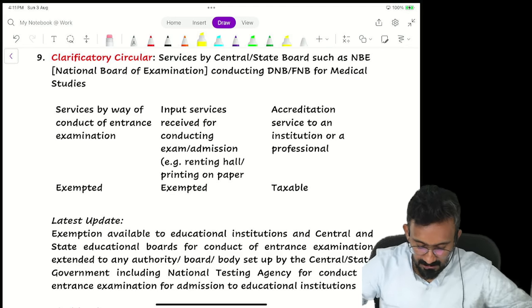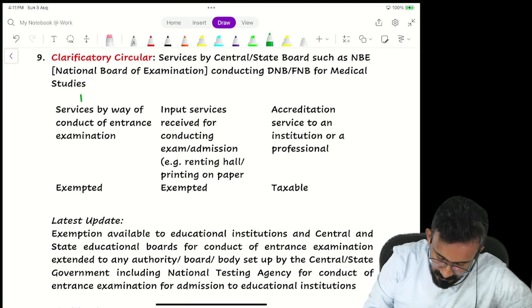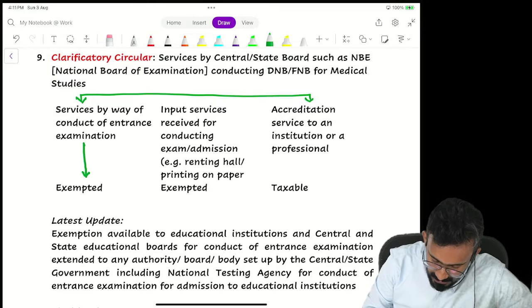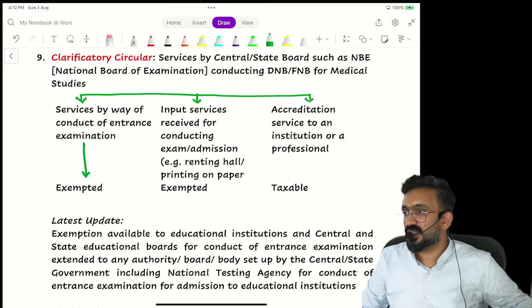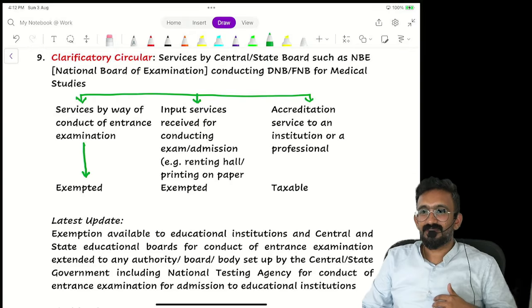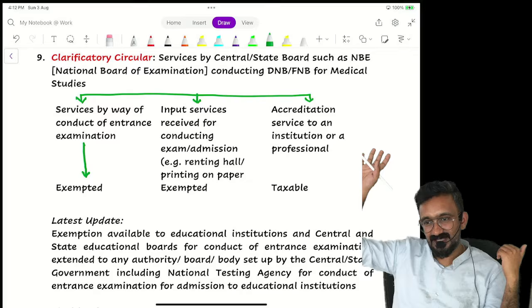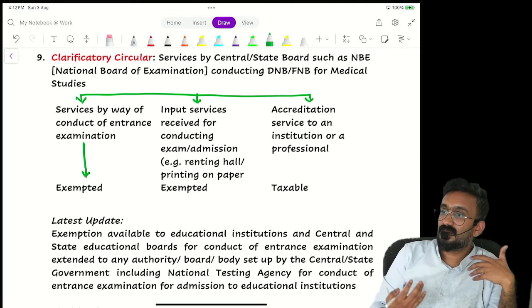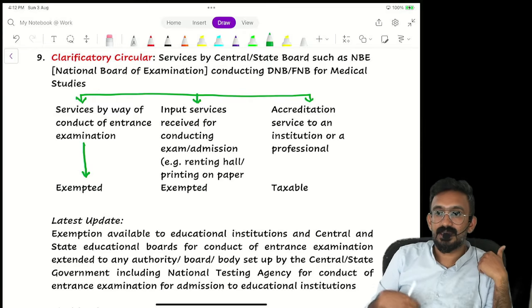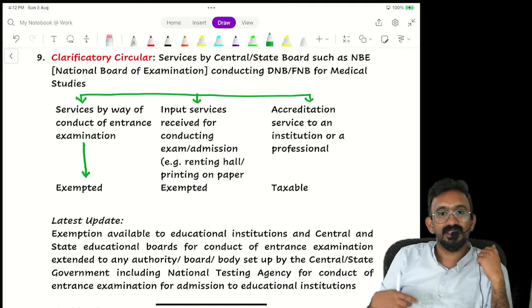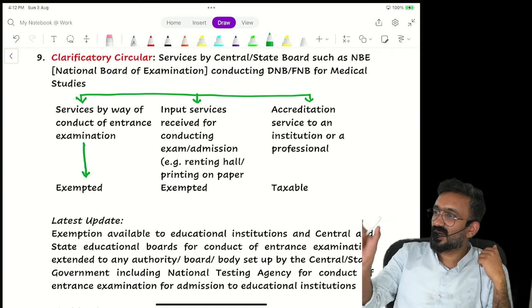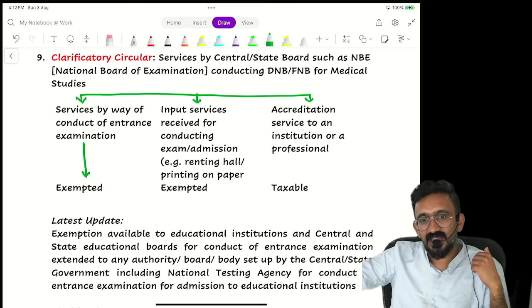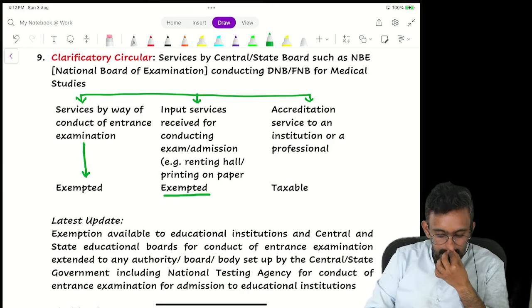Then what are the services they provide? If they are second category, them conducting the entrance examination, would it be taxable or exempt? It is exempt. Because what have we said? Second category entrance exam, exempt. That is the first clarification. Second, what about conducting the entrance examination? They are taking a hall on rent. They're getting printing services. Would that be exempt? Yes. Any services in relation to conduct of examination or admission to all the 3 categories are exempt. So this is also going to be exempt.